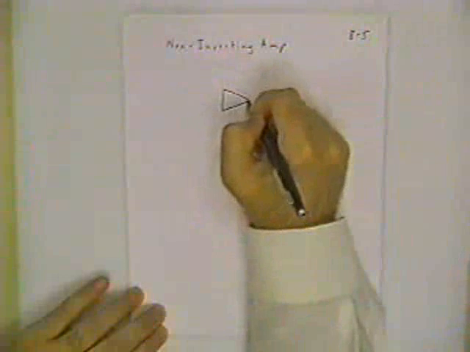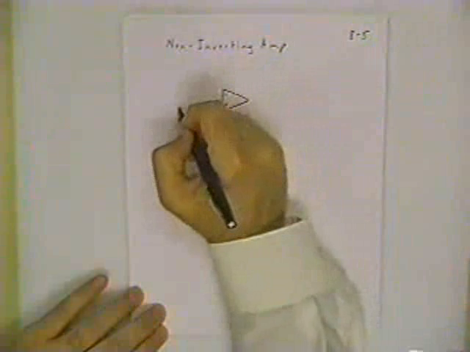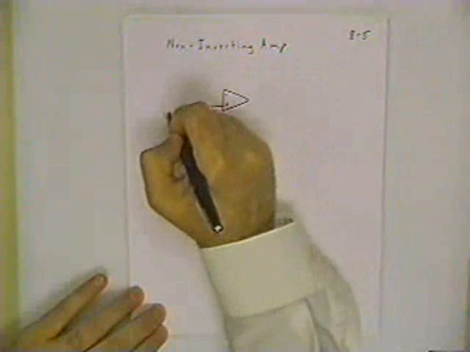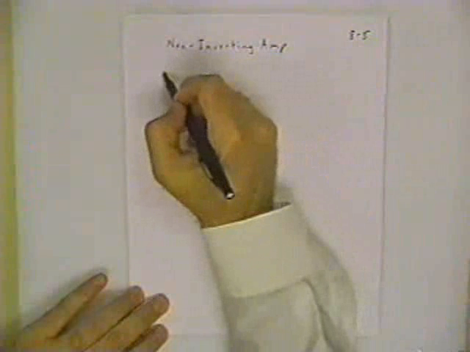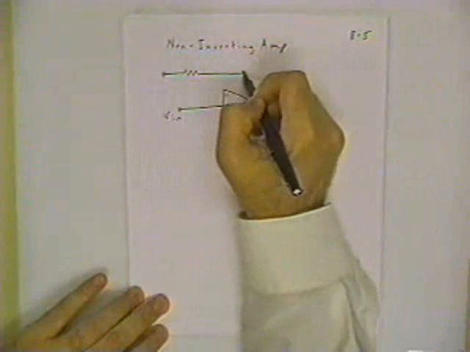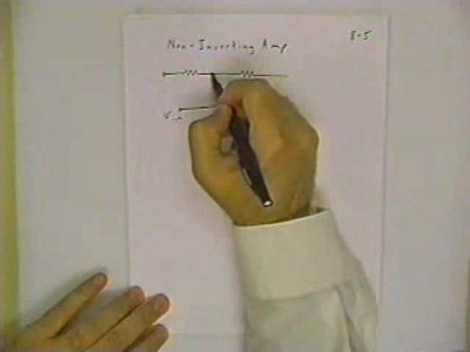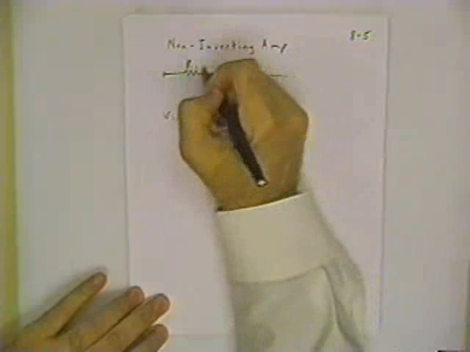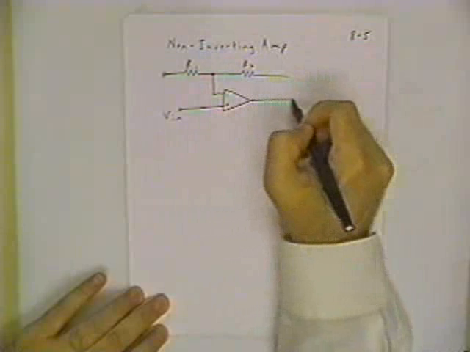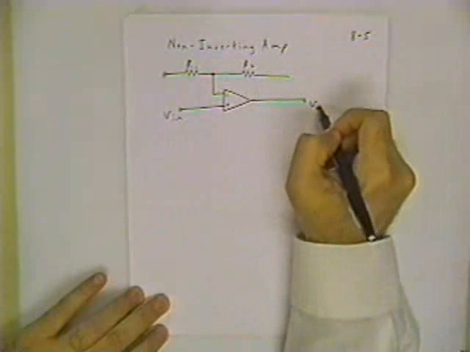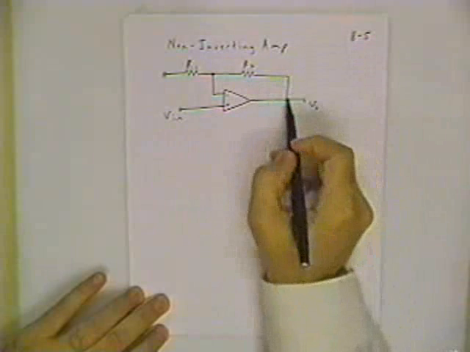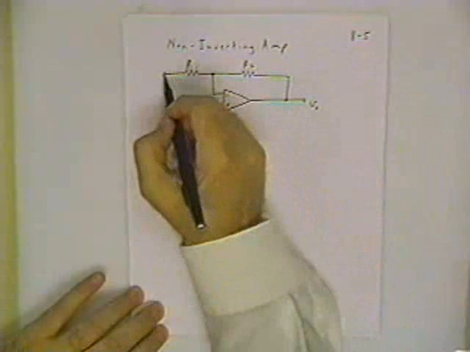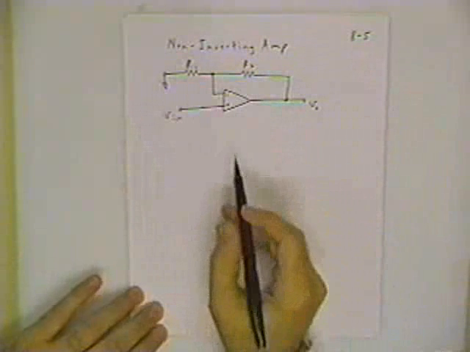Well, the next circuit I want to show you is the non-inverting amplifier. This time, instead of grounding the positive terminal, I'm going to bring my input signal into the positive terminal. So there's Vn. I'm going to have my same resistor network, R1 and R2, and there's my feedback path again through R2. What I need to do with this terminal is ground it.